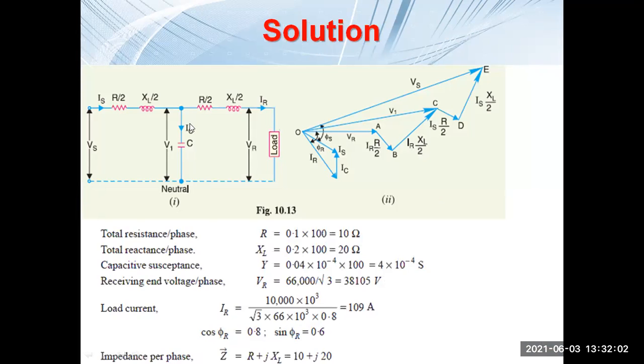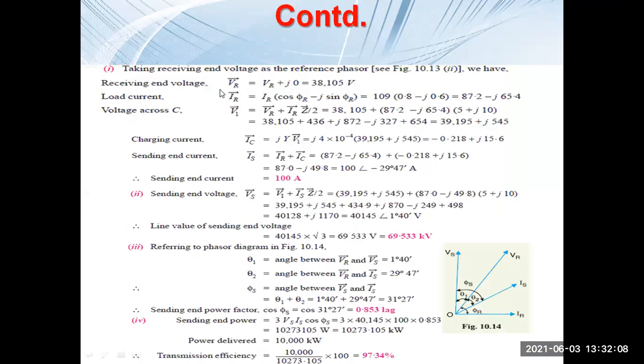So the total impedance of the circuit is Z equal to R plus jX, that is 10 plus j20. This is the total set. Now VR is VR plus j0, the similar way what we have done. And IR equal to IR into cos phi r minus j sin phi r, we will substitute this value. Now V1 equal to VR plus IR into Z by 2. So all these VR, IR, and Z by 2, all values will be substituted and we will calculate.